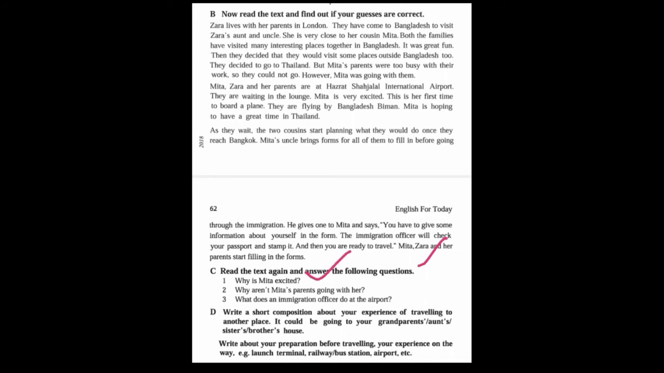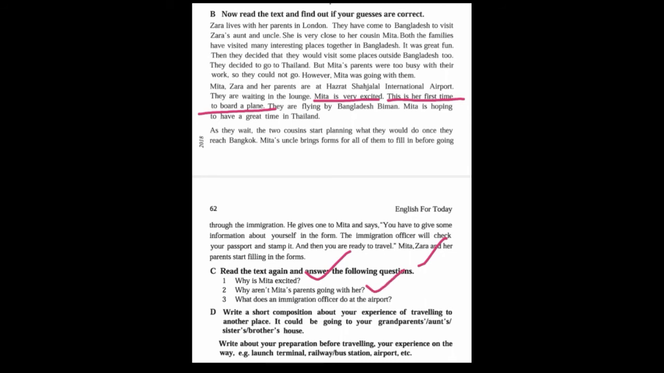And the first question, why is Mita excited? Here is the answer. Mita is excited. This is her first time to board a plane. We can write the answer, or you can make the answer like this way. Mita is excited as this is her first time to board a plane. Mita is very excited as it is her first journey.